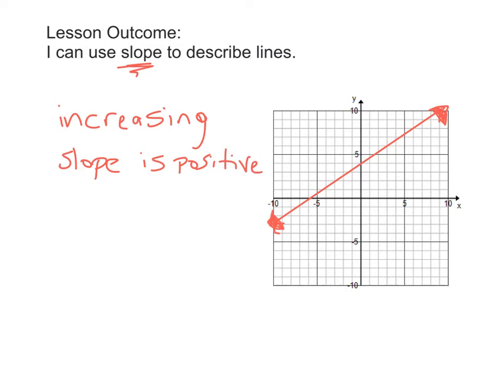So the slope is positive, and what slope really is, we use a ratio to determine slope, and that is going to be the change in the y values over the change in the x values.